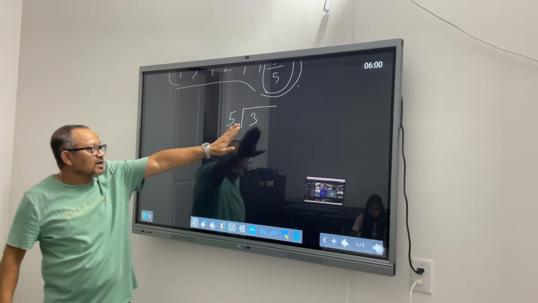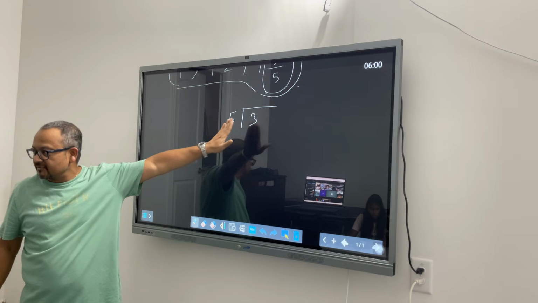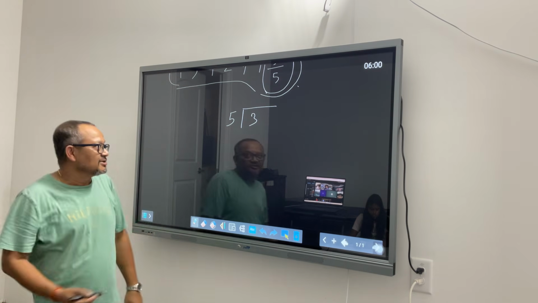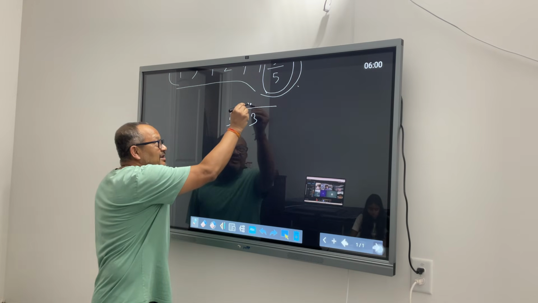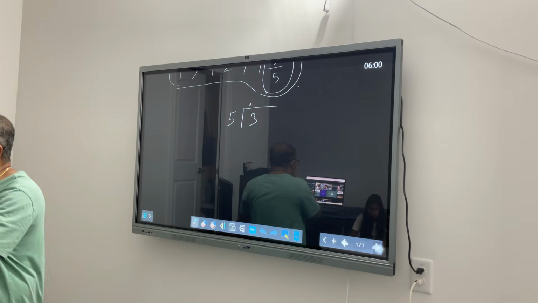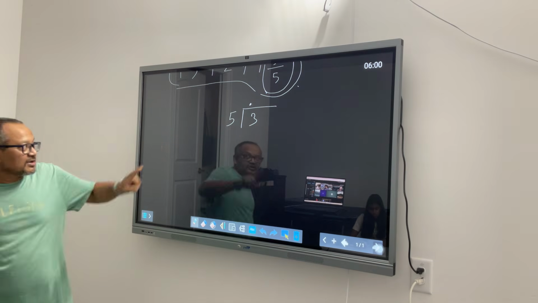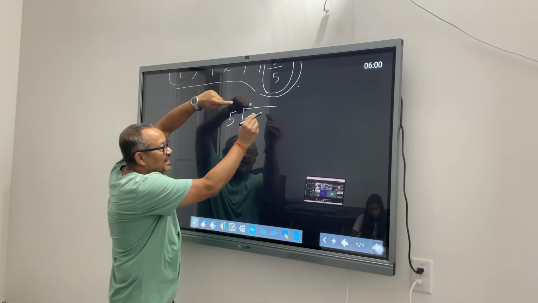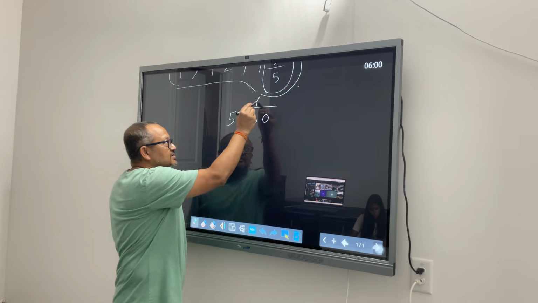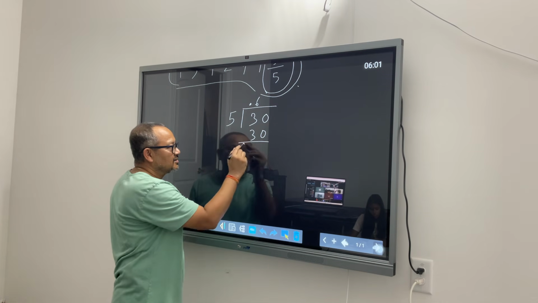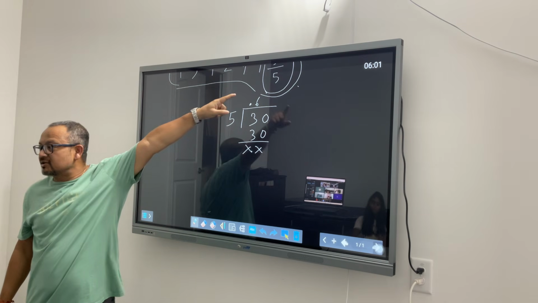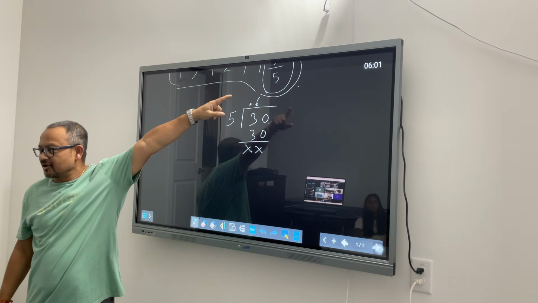3 is a small number that I am trying to divide by 5. And I cannot do that. Who comes to my rescue? A decimal, which I call a chicken. This decimal is my chicken that lays 1 egg at a time. So as soon as you put the decimal, it laid 1 egg. What do you have? 30. 5 times 6, 30. Done. So 3/5 became 0.6. Okay?